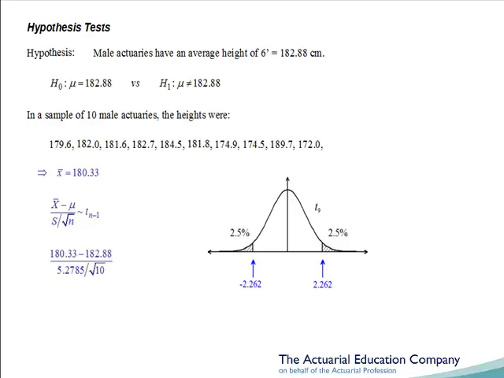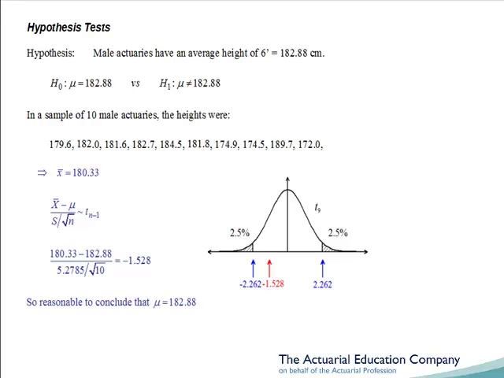Substituting in our values, our x bar is 180.33, and we'll take away our null hypothesis mu of 182.88. We then divide this by the sample standard deviation, which can be shown to be 5.2785, over root 10. Well, this gives us a value of minus 1.528. So looking at this distribution, we can see that our sample mean of 180.33, though different from our null hypothesis mean of 182.88, isn't different enough to be counted as significantly different. And so it's reasonable to conclude that our null hypothesis is correct.